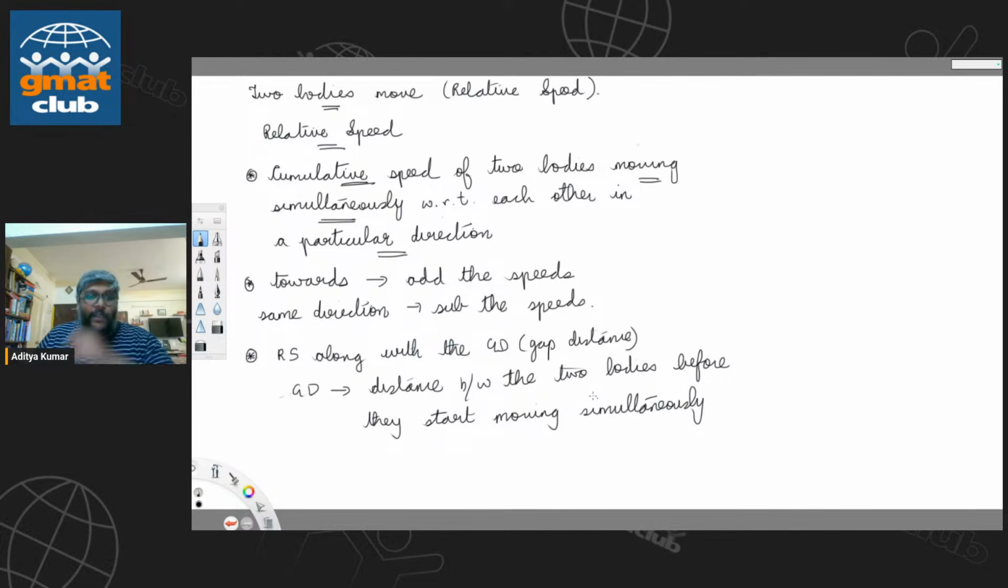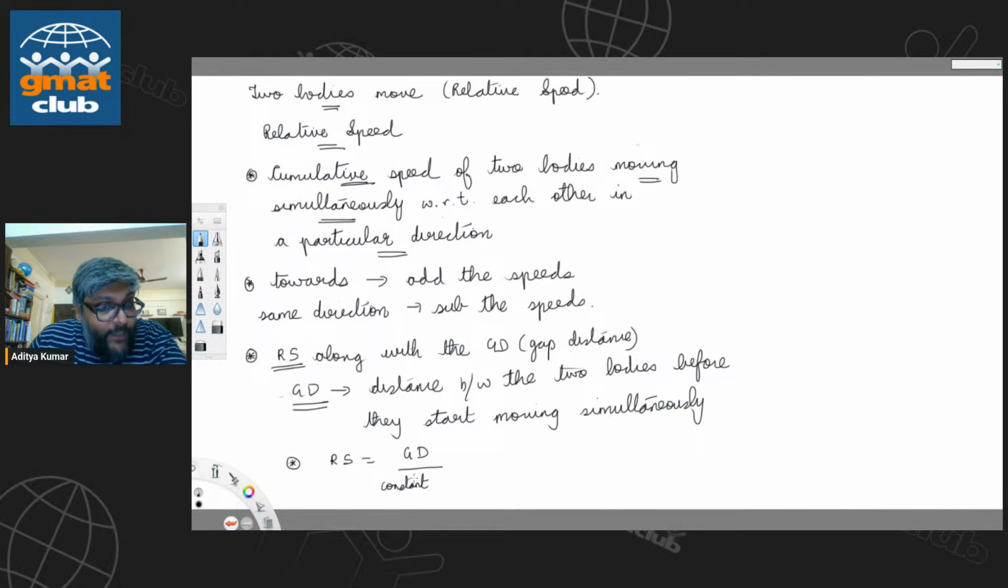Just before they start moving simultaneously, it is the distance between the two bodies. So this relative speed, the cumulative speed, along with this gap distance, what do they give me? Remember, speed is equal to distance by time. Same logic: speed becomes relative speed here, the distance becomes the gap distance, divided by time. What is that time that you get here?